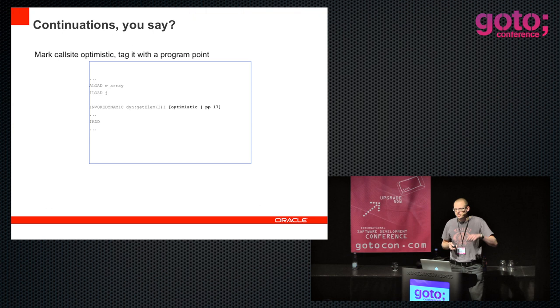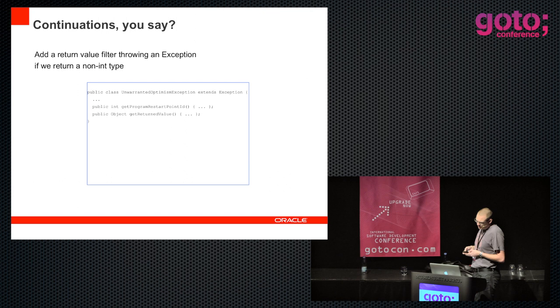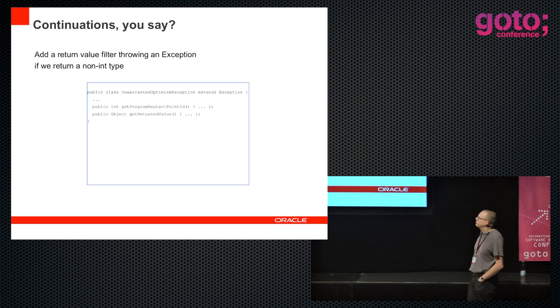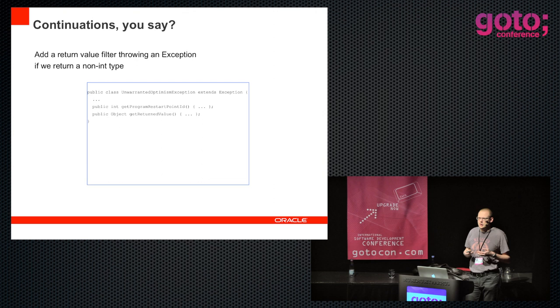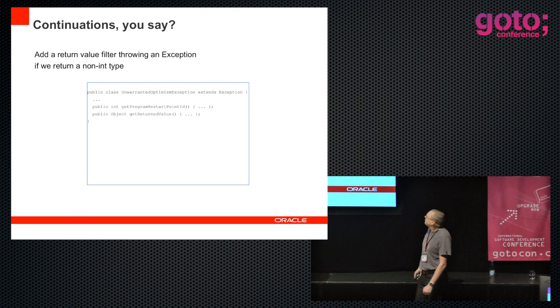It's a trivial problem. You can just enumerate all invokedynamics from the first 0, 1, 2, 3, so you can uniquely identify them as program points in the program. And then you add a return value filter, throwing an exception. We call this an unwarranted optimism exception in Nashorn, because there's a lot of unwarranted optimism in JavaScript. That contains things like, where did this assumption go wrong? Give me the program point ID, and give me the return value as an object, because obviously this wasn't an int, so it was a java.lang.Double or it was a string or whatever. Keep this in the exception. Take the bytecode and surround it with something like this, a try-catch block for the unwarranted optimism exception.